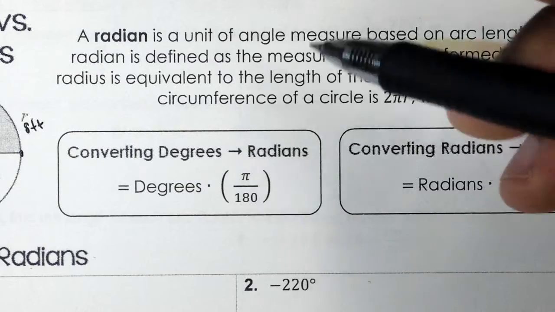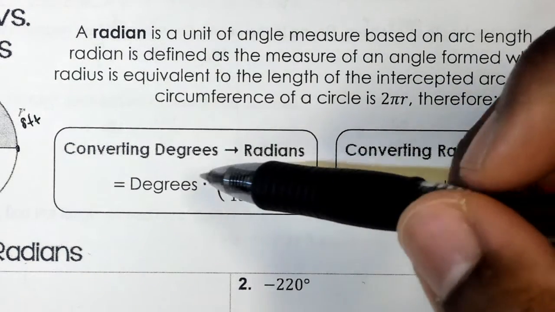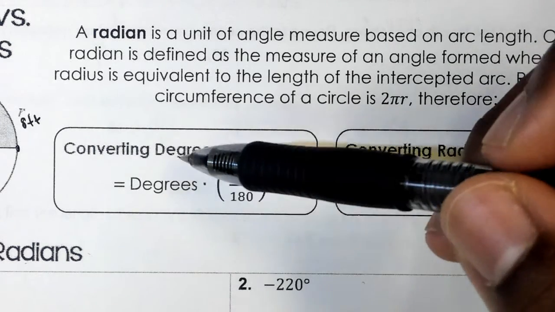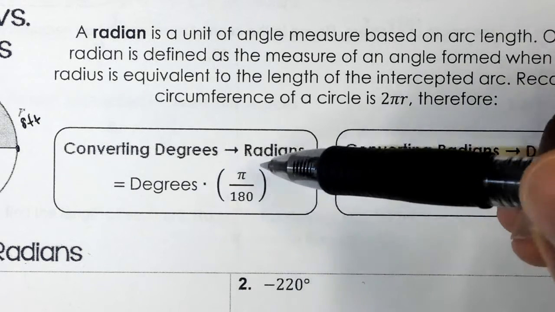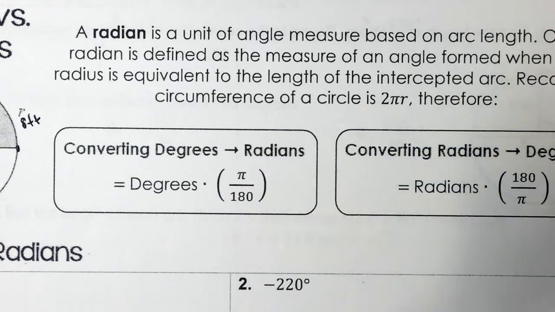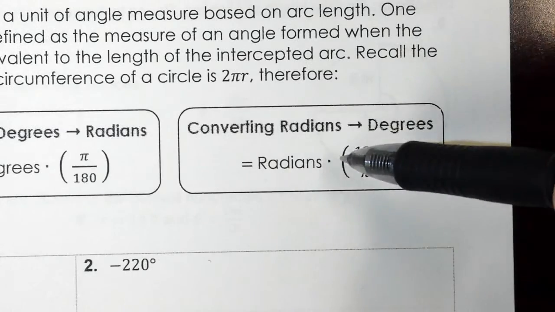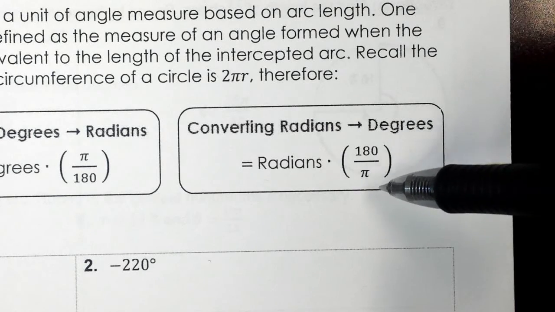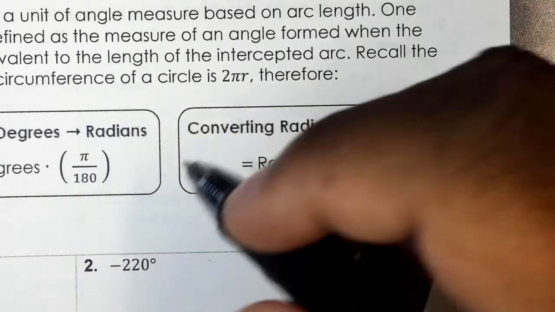So two ways you need to convert. The first is converting from degrees to radians. If they give you degrees to get to radians, you just want to times your degree by pi over 180. And in reverse, if they give you radians starting out with, you want to times by 180 over pi. That'll take you to your degrees. It's just vice versa. This is the one we're mainly going to use.